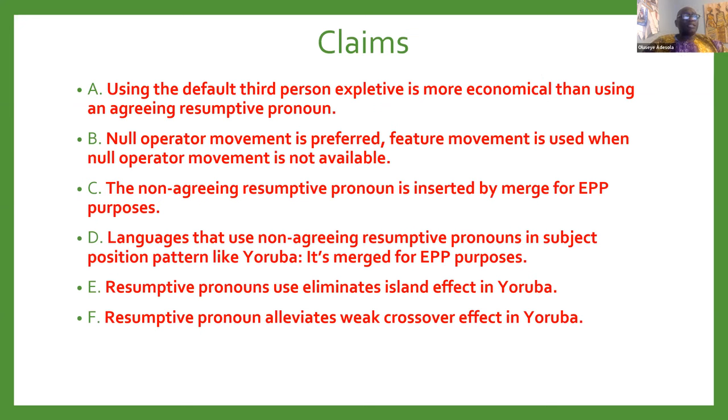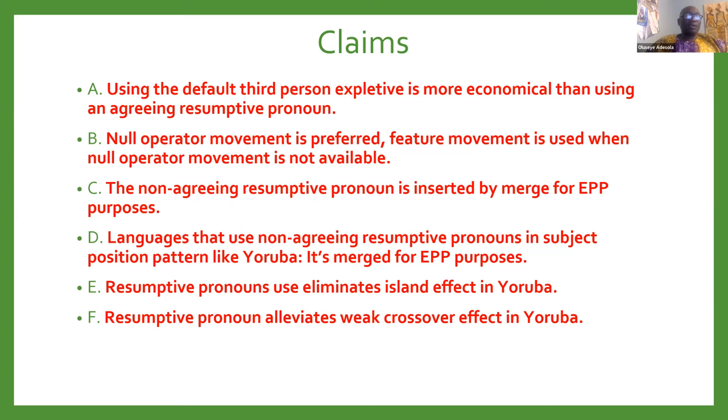So basically the claim for this presentation today will be that using a third person explicit pronoun in the subject position, called the non-agreeing resumptive pronoun, is actually better economically than using an agreeing resumptive pronoun. I'm also going to be showing that the reason why this is the case is because Yoruba uses non-operator movement, which in any case is not able to satisfy the EPP requirement of the tense, and that is why a resumptive pronoun that is non-agreeing is inserted at the phonetic level. So the non-agreeing resumptive pronoun is inserted by Merge at EPP, for EPP purposes.